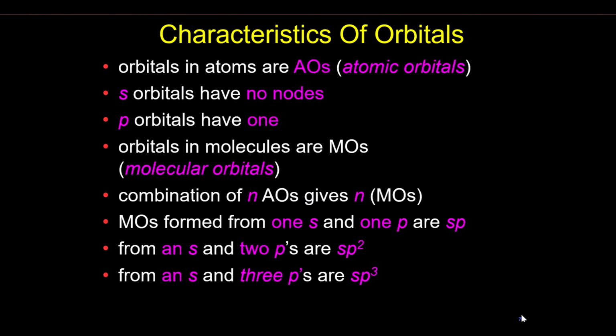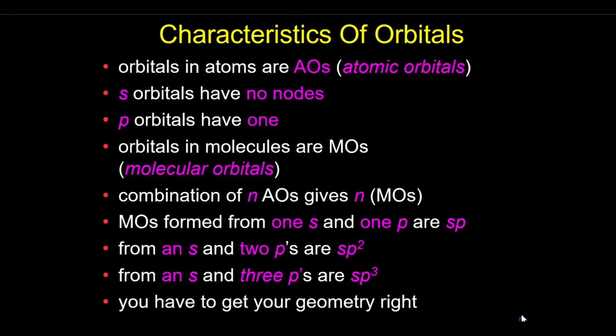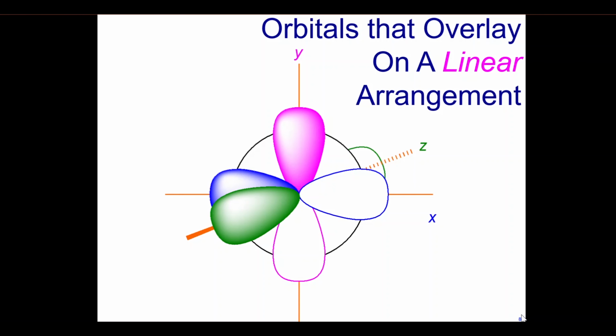And besides all this, you have to get your geometry right. That's critical. This is a picture of the orbitals we have at our disposal. 1 s, and how many p orbitals? 3 p orbitals. Yeah, 3 p orbitals. You don't have to align them on any particular axis really, but it's convenient to put 1 p orbital on the x-axis.